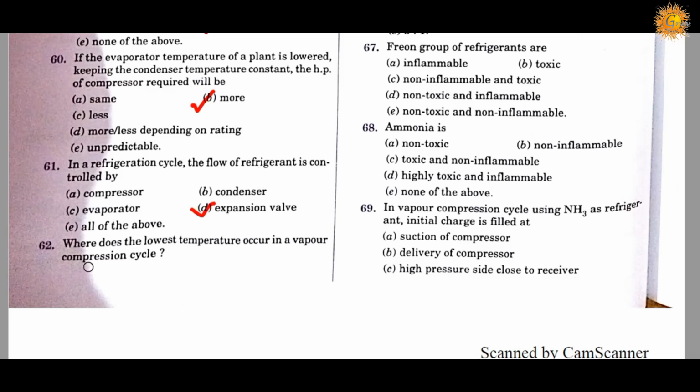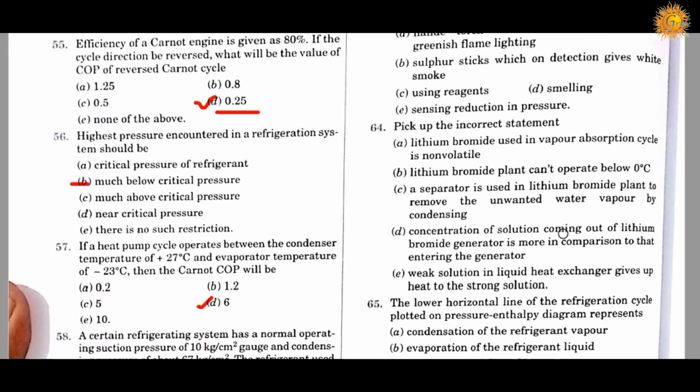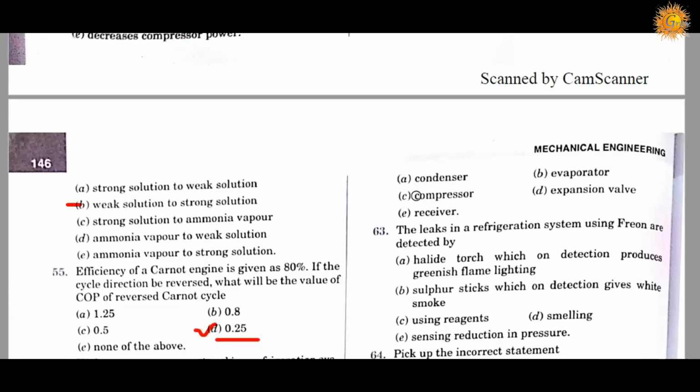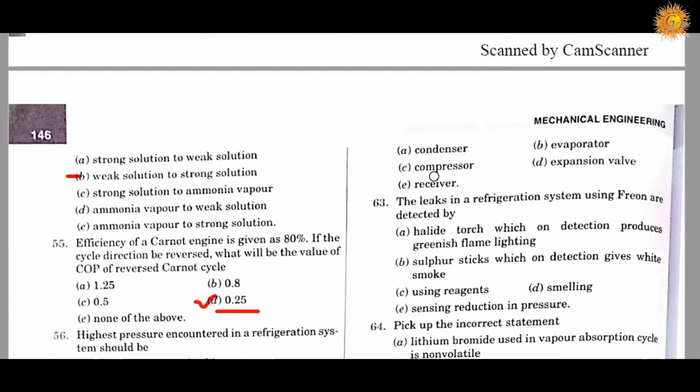Question 62. Where does the lowest temperature occur in a vapor compression cycle? Option A is condenser, option B is evaporator, option C is compressor, option D is expansion valve, and option E is receiver. So the correct answer to 62 is B, evaporator.